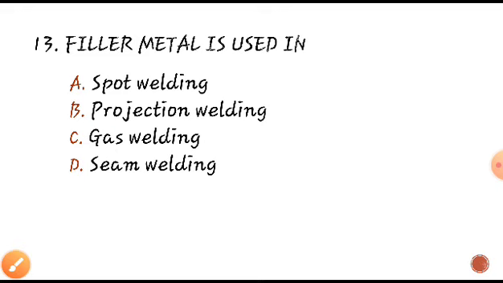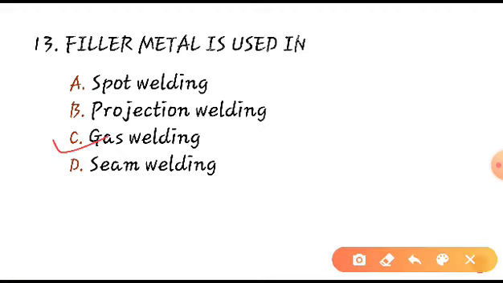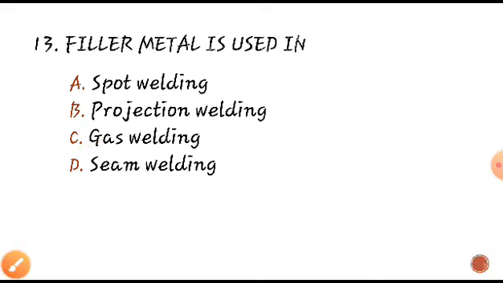Question number 13. Filler metal is used in A. Spot welding, B. Projection welding, C. Gas welding, or D. Steam welding. So the answer for this question is option C, gas welding. Filler metal is used in gas welding.